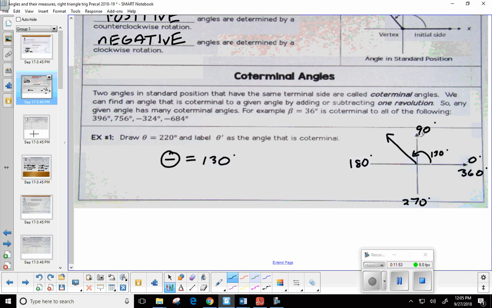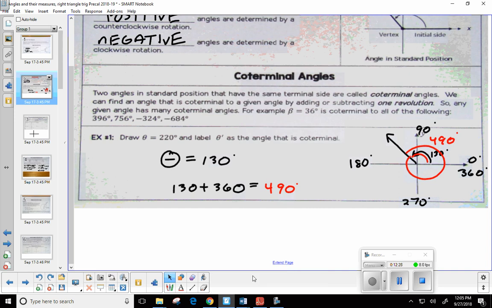130 degrees. Okay, so I'm going to go one positive, starting in standard position. If I rotate around, see, there's just 130. So I'm going to add 360. I'm going to add one more revolution. So Rhett, help me out with that. I need 130 plus 360. 480? We're close. 490. There we go. So that's 490 degrees.